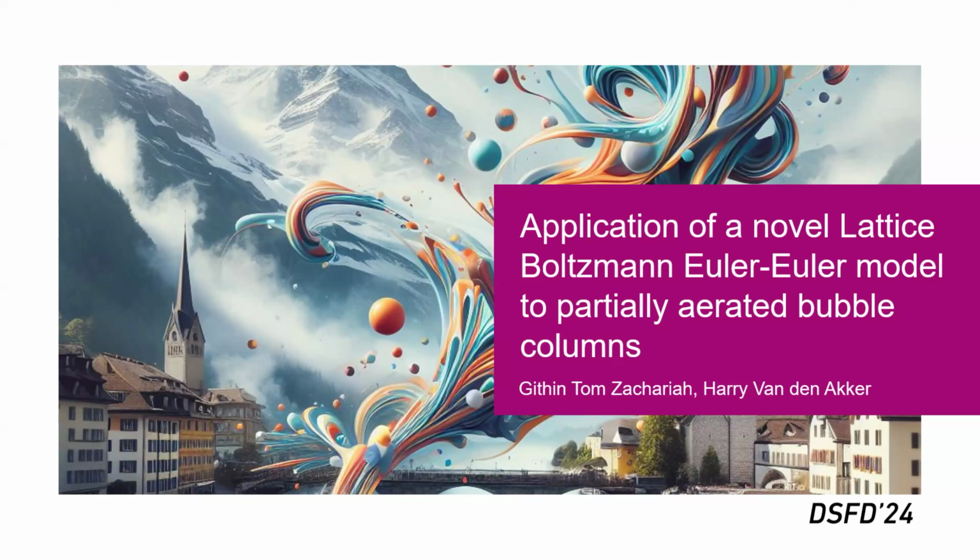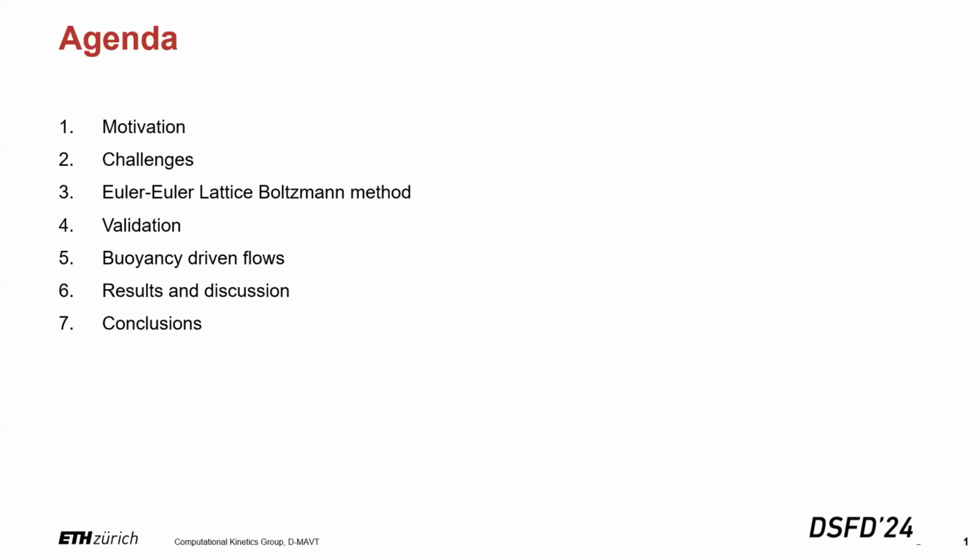Yeah, so as I said, my name is Jitin. I'm coming from the University of Limerick in Ireland. And this talk is going to be about a new Euler representation in lattice Boltzmann, and we're going to try to implement that in bubble columns. So that's my current work right now. So we'll mostly focus on the model and what we have so far on the bubble column, basically.